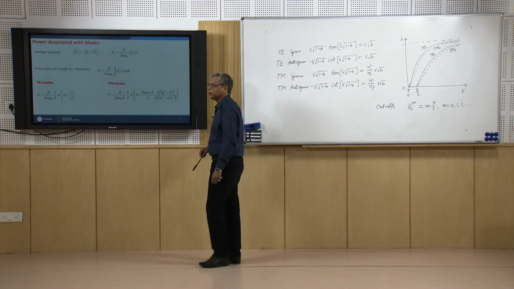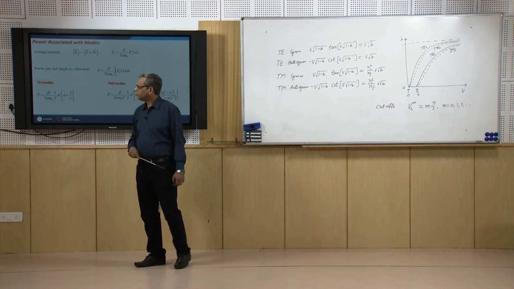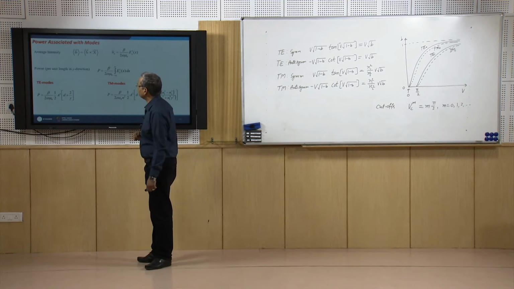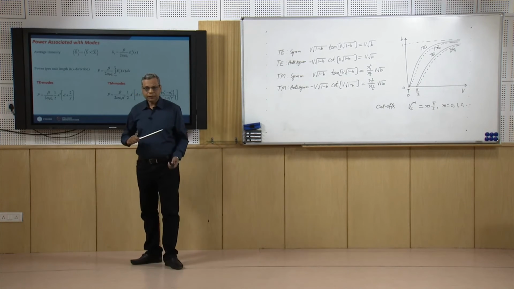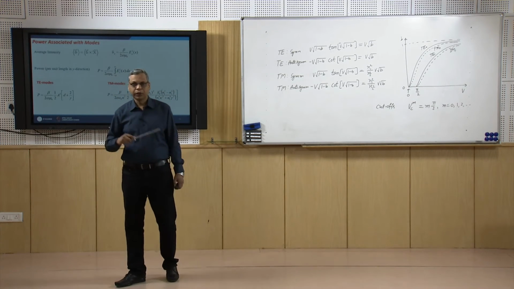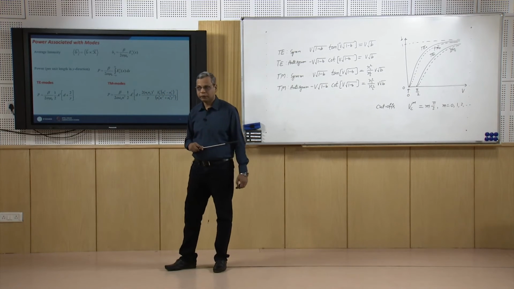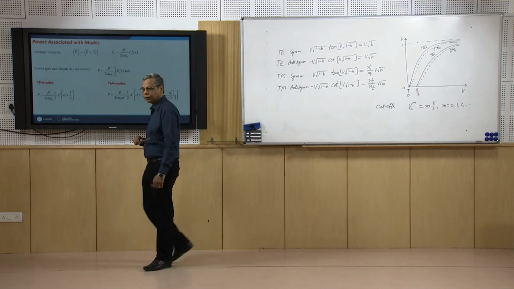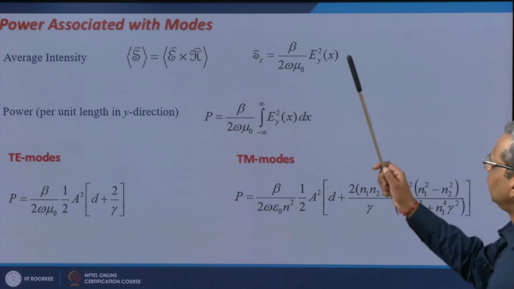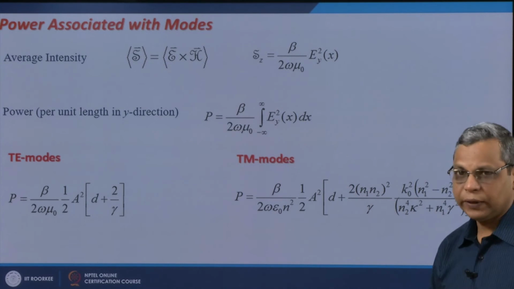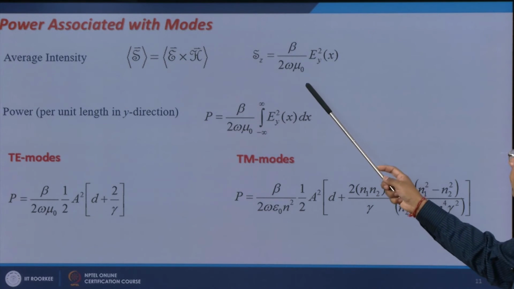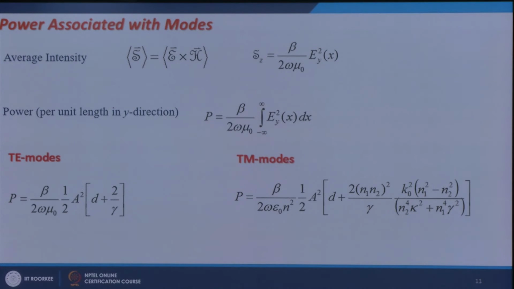Then what is the power associated with the mode? To calculate the power associated with the mode, we found out the Poynting vector which gives us the intensity. And since the electric and magnetic fields associated with light are fluctuating rapidly, at a frequency of about 10 to the power 14 or 10 to the power 15 hertz, we need to take the time average of these. So, when we do this, we find that only the z component of S, the Poynting vector, survives, and it is equal to beta over 2 omega mu naught E_y square of x. This is for TE modes.